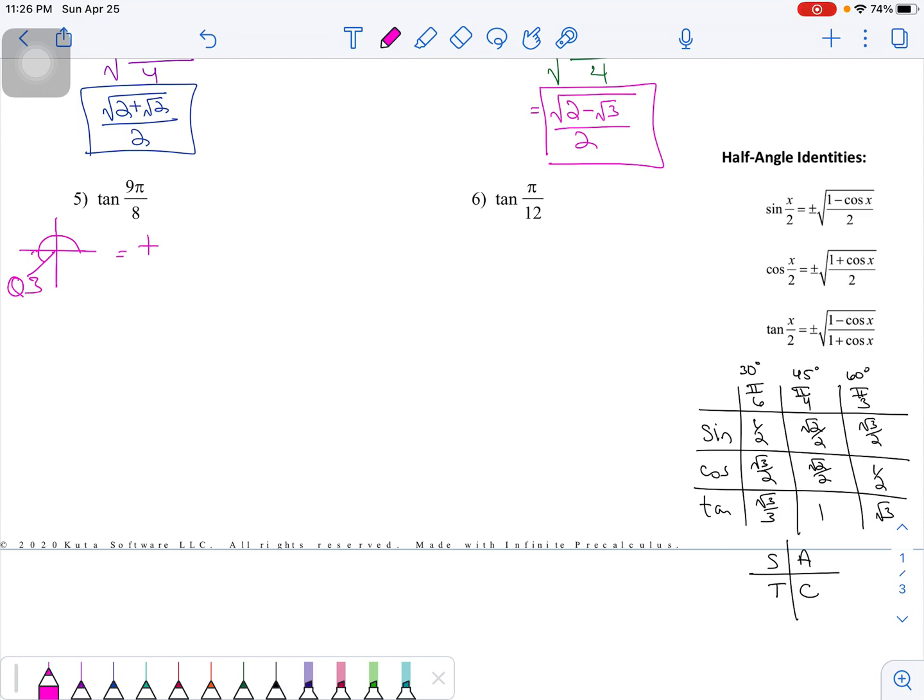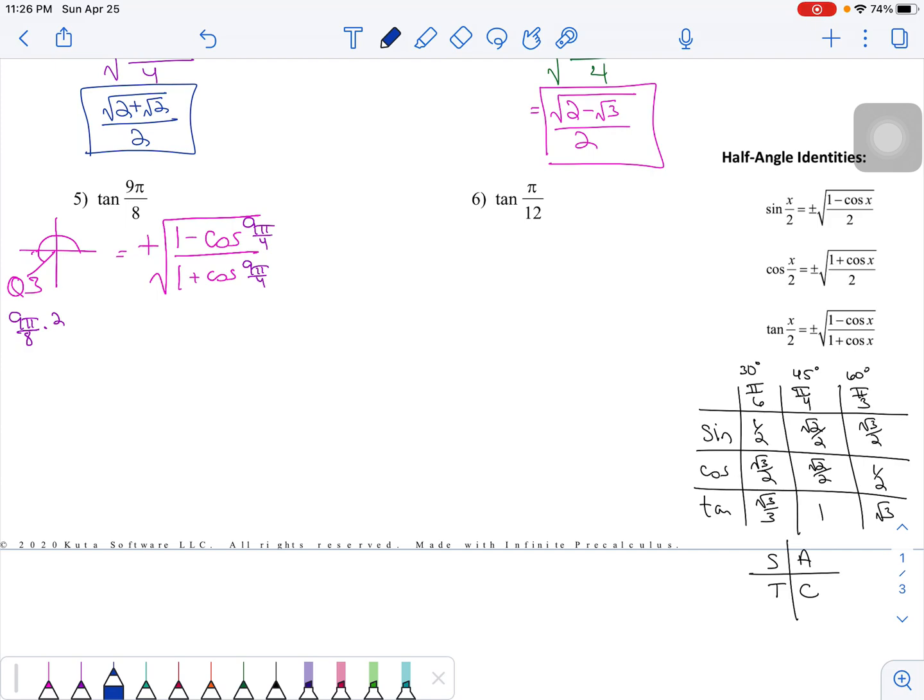So I know that this is going to be positive, and my tangent formula is sitting right over here. It's kind of the most complicated one, but it's based off of sine divided by cosine. We're going to do the square root of 1 minus cosine over 1 plus cosine. I'm going to take 9 pi over 8, which is the half angle, and double it to find the angle that I'm working with on the unit circle. So 9 pi over 8 times 2 gets me 9 pi over 4.